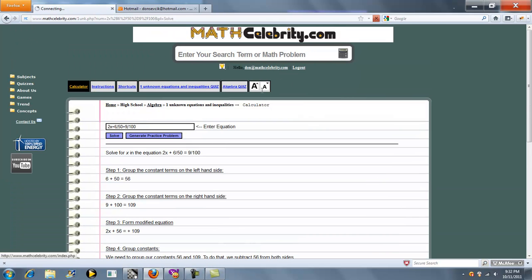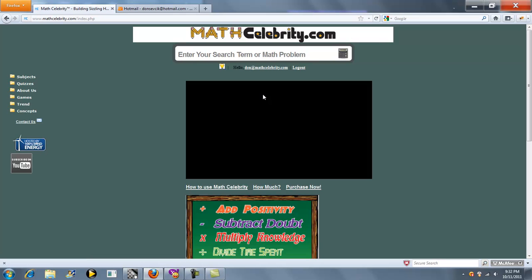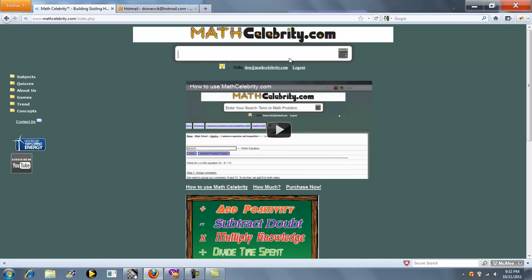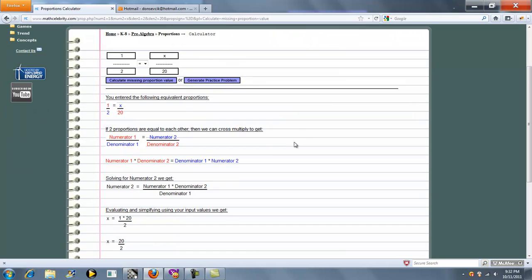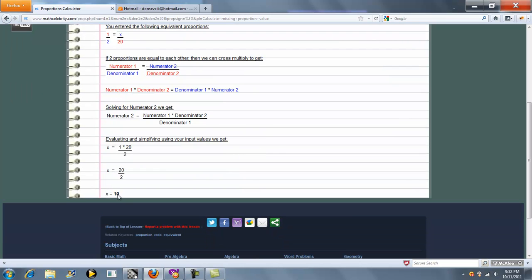One other thing you can do on this lesson, if you're not given a variable, sometimes you're given a question mark. So we could do 1/2 equals question mark divided by 20. And as you can see, if you don't give a variable, we will substitute that question mark with x, scroll down, and solve for x.